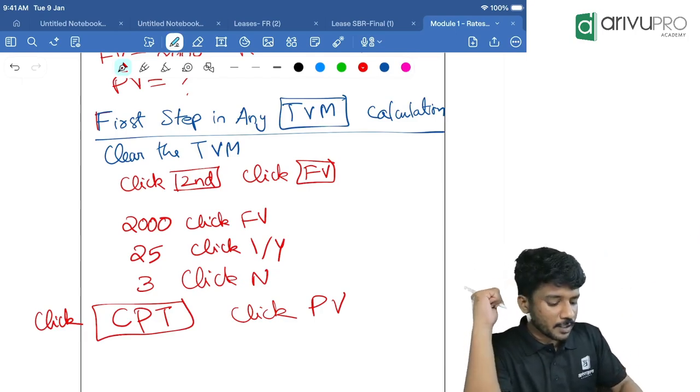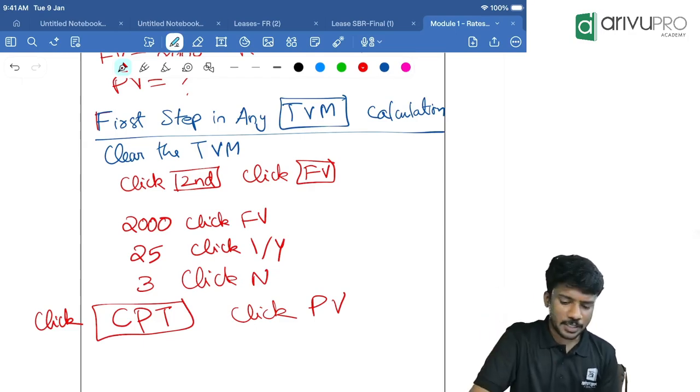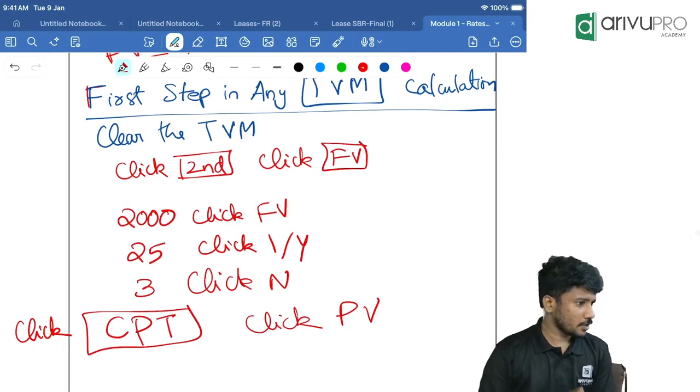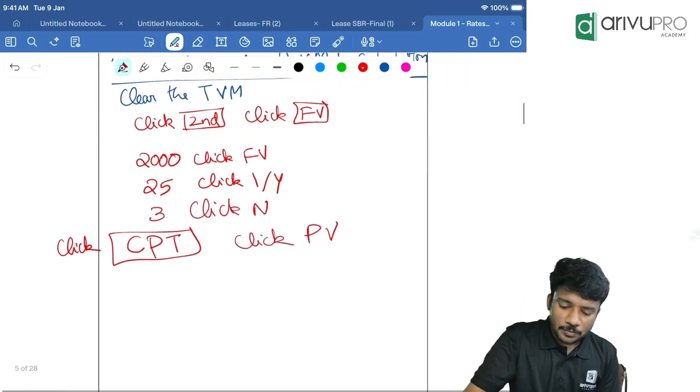Everyone understood the method? How much did you get? Try again. Take your time. We are not in a hurry at all. Yes, something you are getting 1 point something.